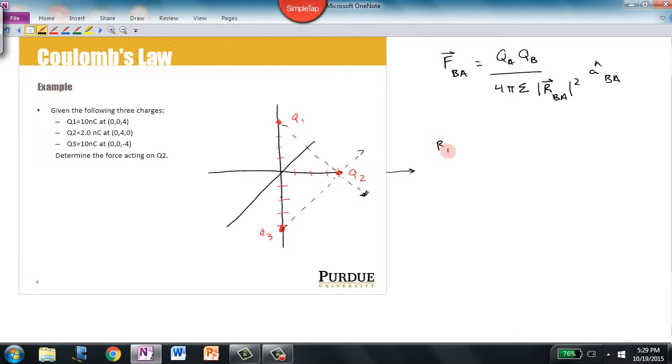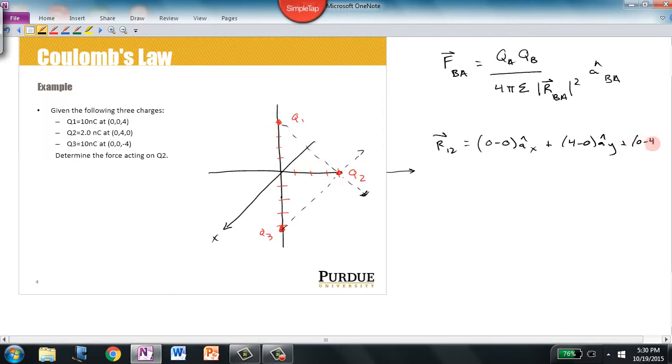So R12, the vector, is going to be the x components. Remember, this is the x-axis here. Nothing had an x component, so there's 0 minus 0 a hat x. And then we've got 4 minus 0 a hat y, and we've got 0 minus 4 a hat z. So that's equal to 4 a hat y minus 4 a hat z. That's the vector pointing from here to here.